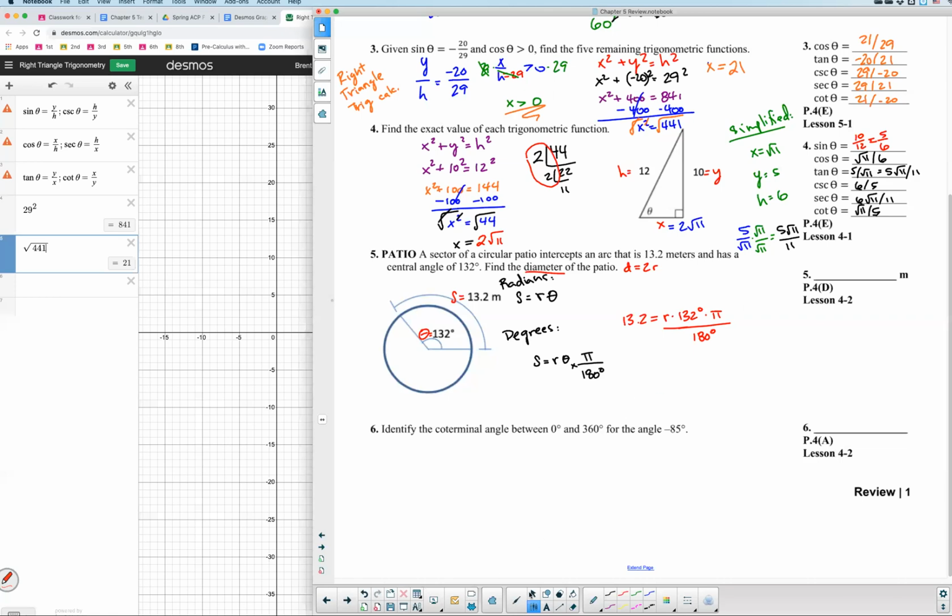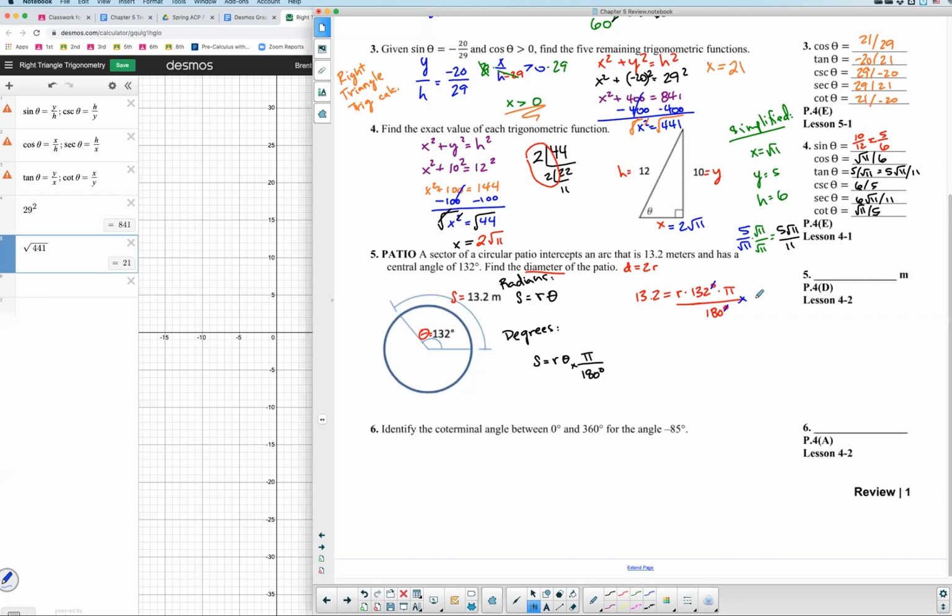To solve this, let me actually shift it up just in case I need the space. Not sure how many algebra steps this will take. To solve this for r, to isolate the r, we need to do the opposite operation. So right now, r is multiplying with 132 degrees. Let me simplify those out of there. Those cancel. So r is multiplying times 132, and it's also multiplying times pi, but it's being divided by 180.